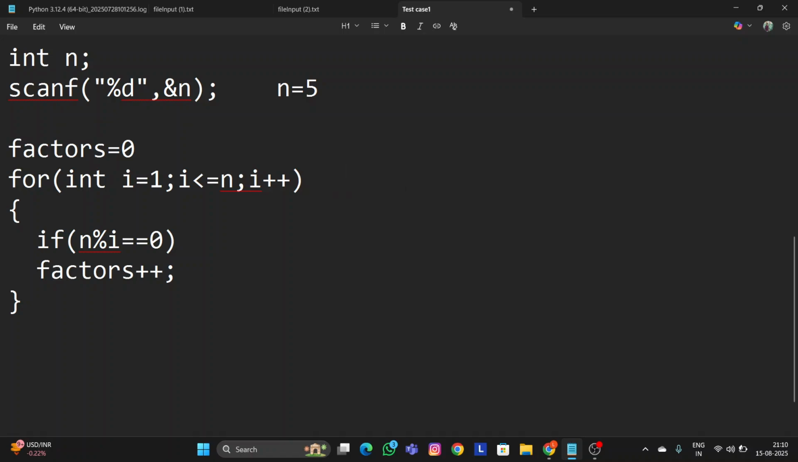See here. Initially I am taking the input as 5, so n equal to 5. First of all, i starts from 1. When i is equal to 1, 1 less than or equal to 5, the condition is true, so it entered into the loop. Here I am checking the condition, 5 modulo 1 is equal to 0. So when n modulo i is equal to 0, the i is a factor of the number. So 1 is the factor.